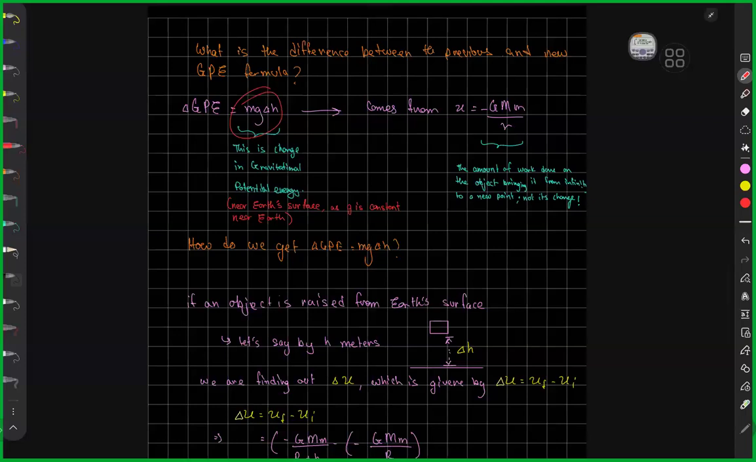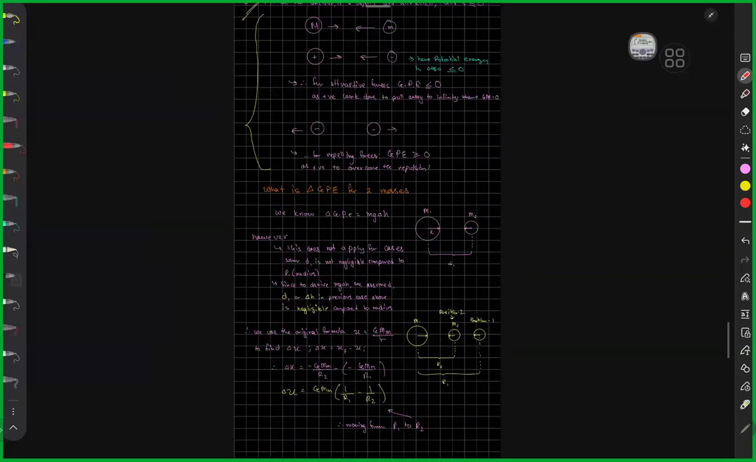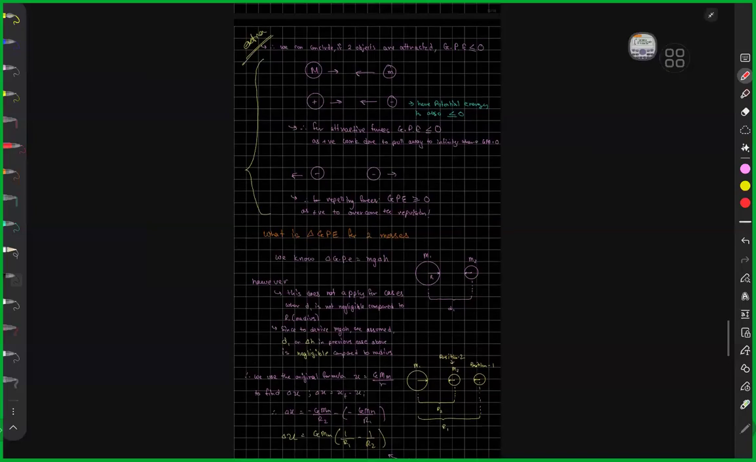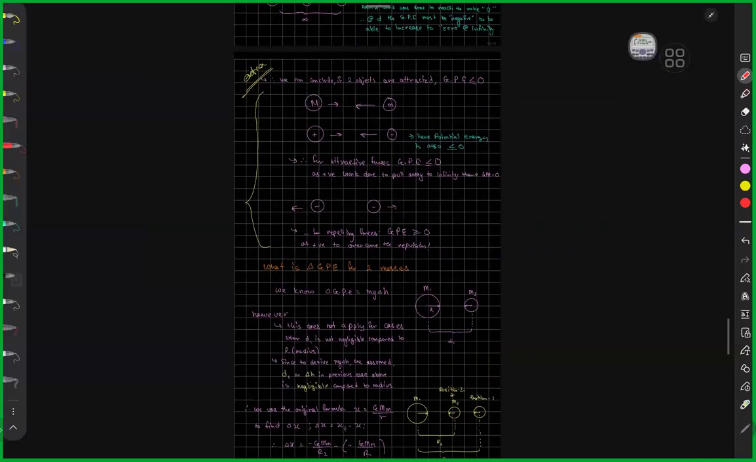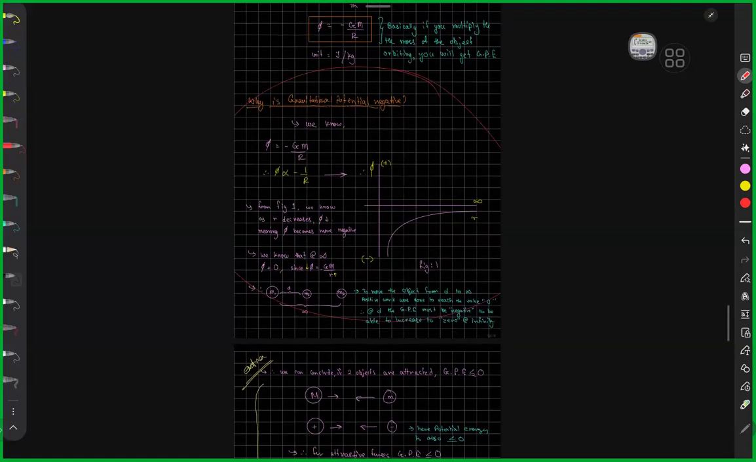Any confusion about the gravitational potential energy being negative? I actually have more over here, extra explanation for the potential energy being negative. There you go. You can take a screenshot.